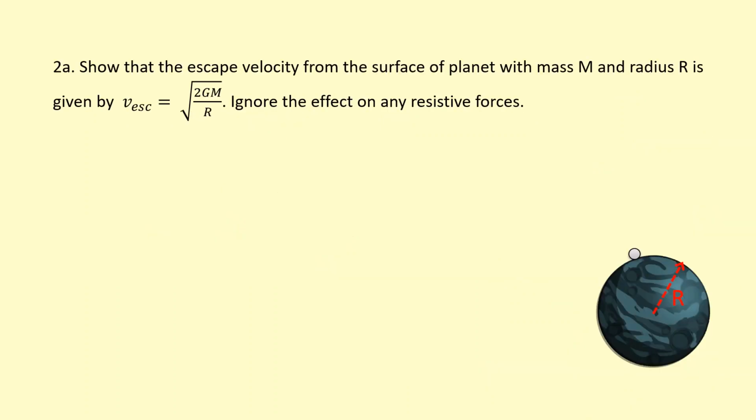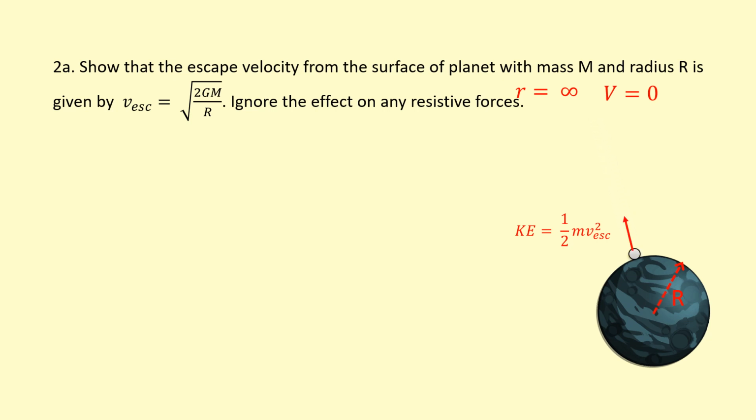In this question, we're asked to show the escape velocity from the surface of the planet with mass capital M and radius capital R is given by the square root of 2GM over R. We're to ignore the effect of any resistive forces, so basically there's no atmosphere around this planet. So we need to give it enough kinetic energy that it goes infinitely far away, r equals infinity, where we've defined the potential as 0. So it needs to be moving fast enough to get there.